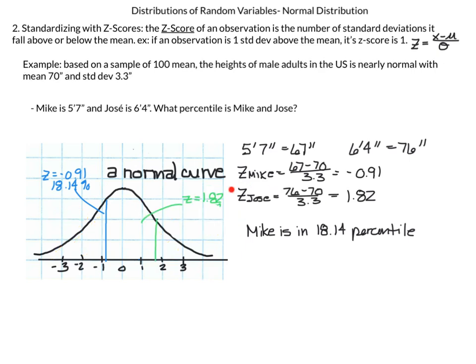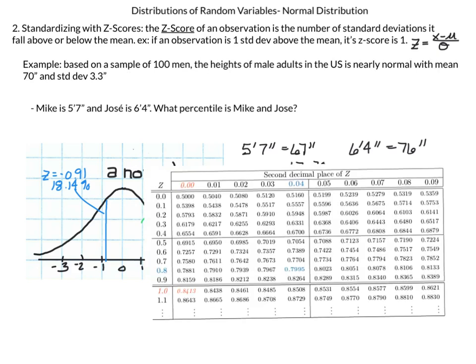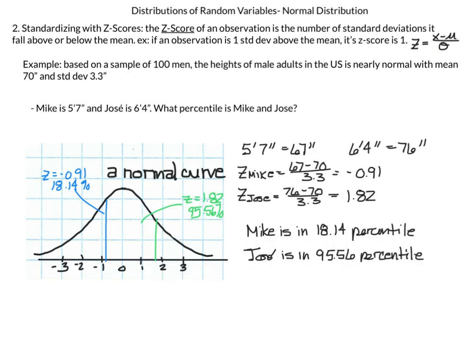Now we can calculate Jose's z-score. We have the 76 inches minus the mean of 70 divided by the standard deviation 3.3, and we get 1.82, which we can look up in our chart. Looking at the z-score of 1.82, we don't have that, right? We have 1.08, but we don't have a way of adding 0.8 to the 1. This chart, I don't know why they made it so small, does not have the area for a z-score of 1.8.